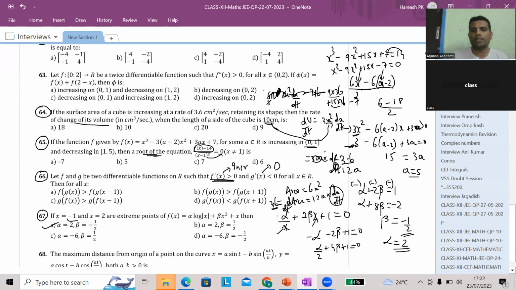And here I'll keep it as a square. 1a will get cancelled. And a is 10. So 36 by 12.